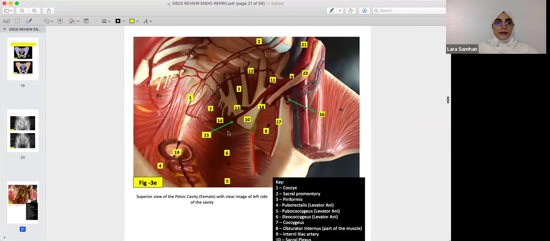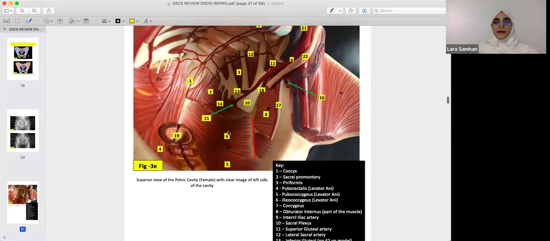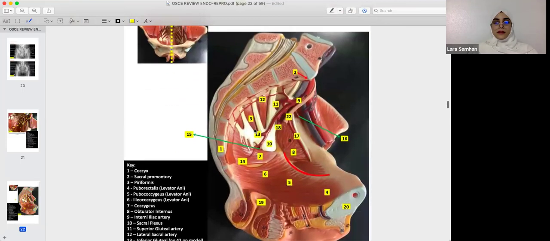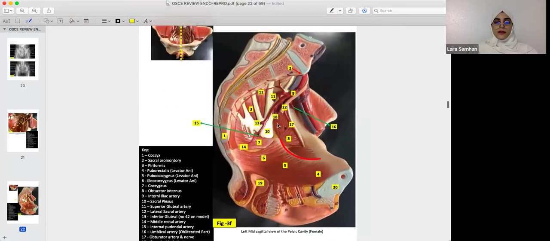Okay, perfect. Any other questions? Okay, perfect. You're most welcome. Now, moving on to the next image. It's almost the same. I'll just zoom out for it to be clear.